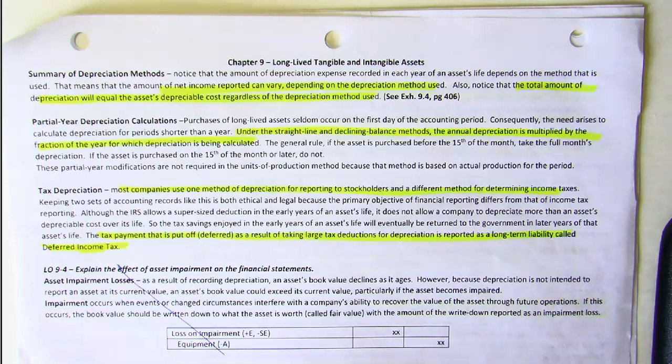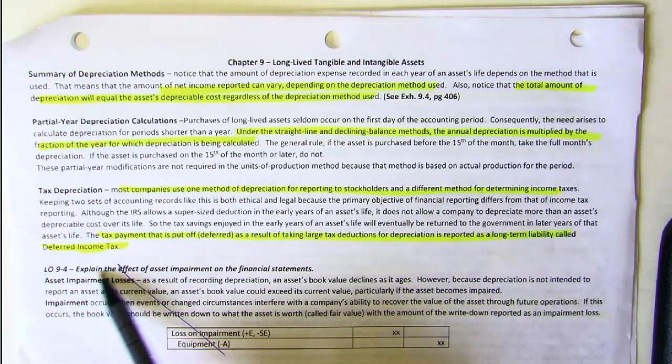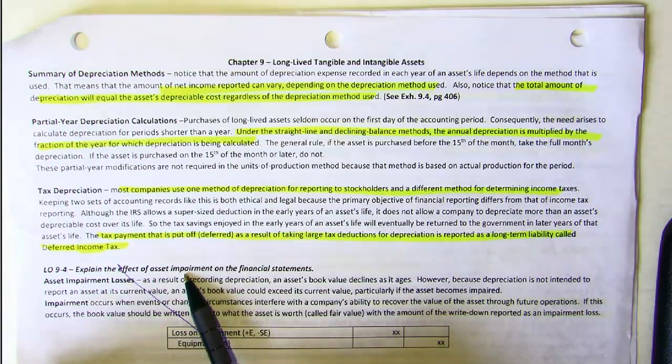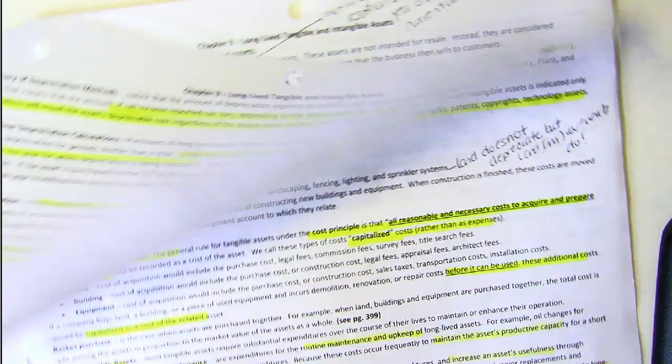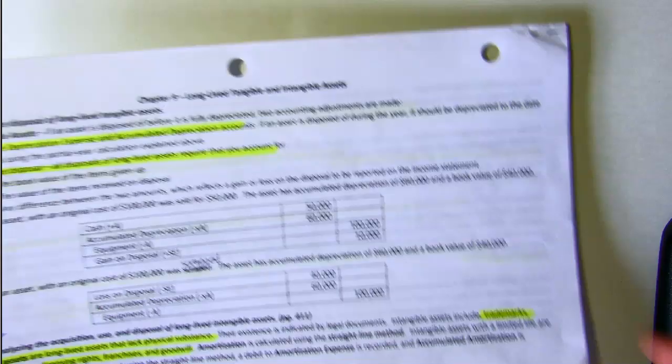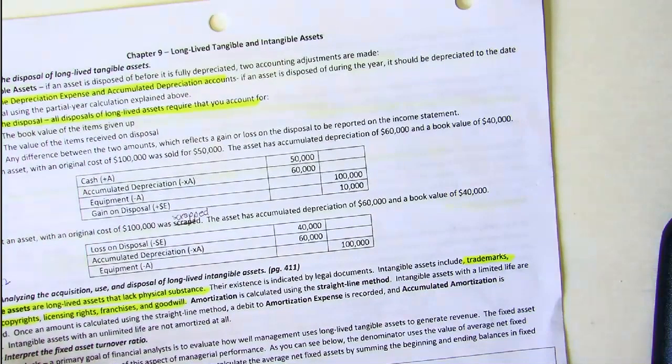Okay, now we're on our third mini lecture for Chapter 9, and I wanted to point out that we will not be covering asset impairment on the financial statements. That's not part of our SUNY learning outcomes at this point, and because we have so much to cover this semester, we're not going to be covering that.